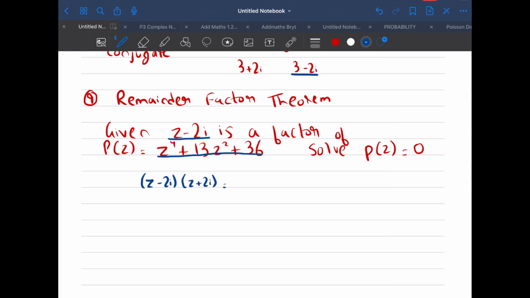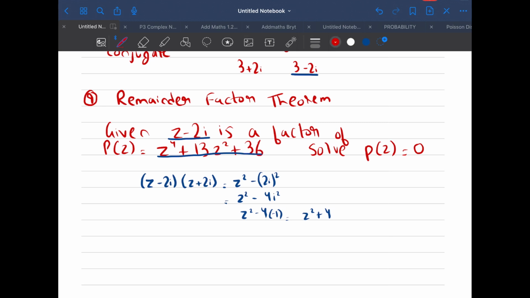It's going to become what, bacche aapka? Z square minus 2i whole square. That's going to be z square minus 4i square. So z square minus 4 into minus 1. That makes what? Z square plus 4. Do you get this? So you got the quadratic factor.